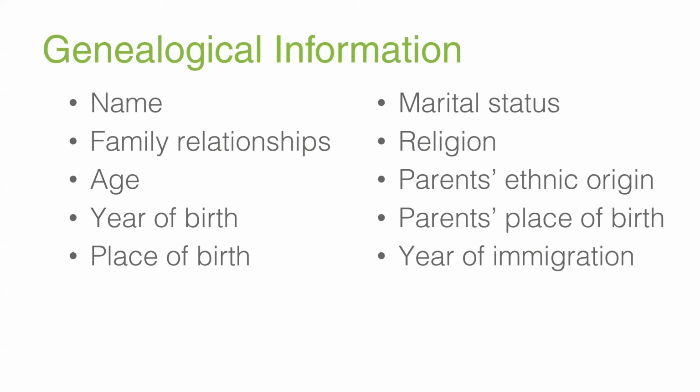Some great pieces of information that you'll find in Canada censuses include the name, relationships of families, ages, maybe years of birth or places of birth, marital statuses, the religion that they belong to, ethnic origins of your parents, as well as maybe places of birth for parents, as well as immigration years or naturalization years. And obviously, as you go later in time, you'll get more information on these censuses, but you really want to scour every piece of detail you can from a census.